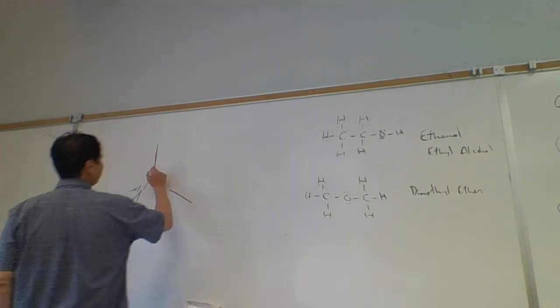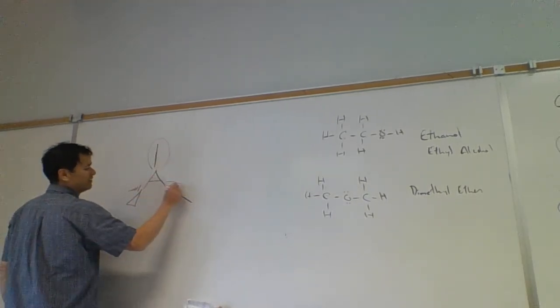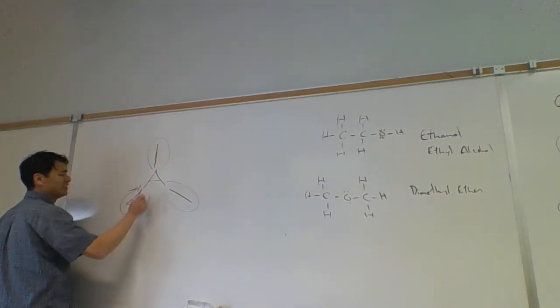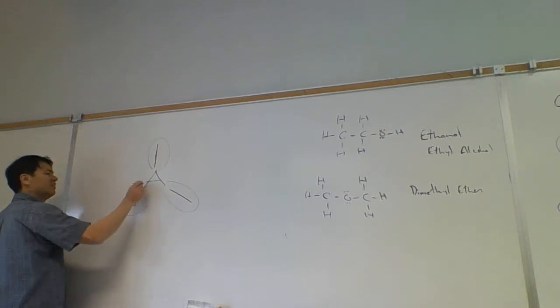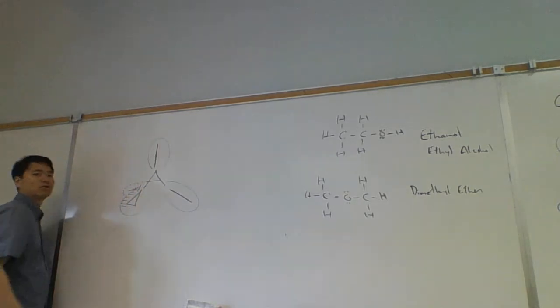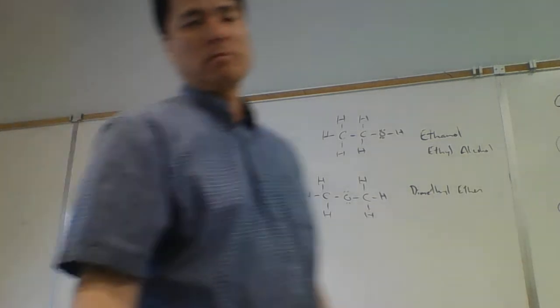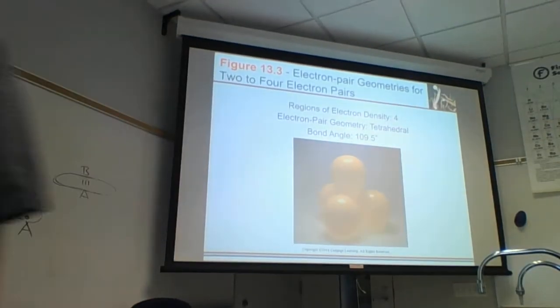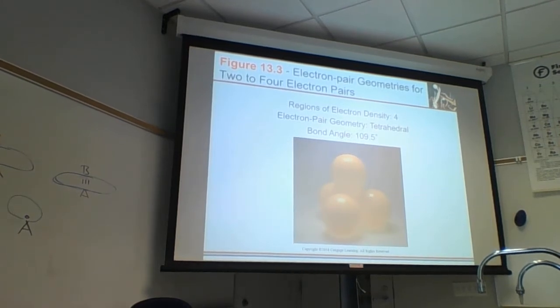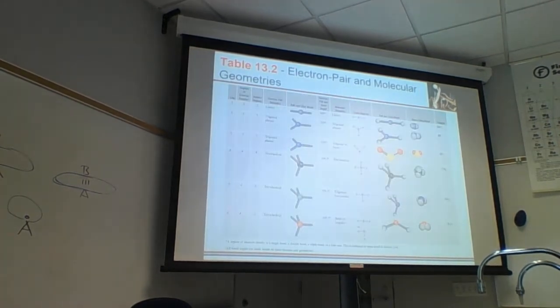You know, one group here, one group here, one group coming out, one group going in. So my four balloons. Tetrahedral. Okay, those are the three electron geometries that we're going to encounter. Three electron geometries.